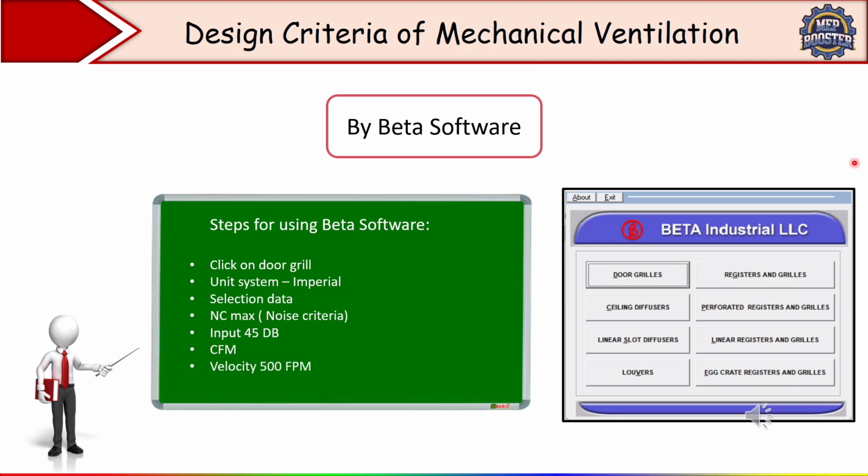Then you have to enter the velocity, and I have told you that we always take the standard velocity as per ASHRAE, 500 fpm only. Then you will get the result: the width and height of this door grill will be provided. Finally you hit find nearest match and you will get the value. In this way we have to use the software.